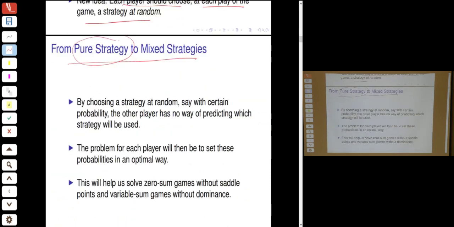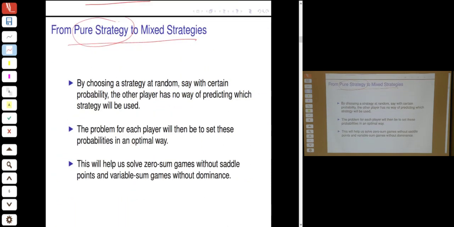But now, in the setting of pure strategies, we already saw quite a bit of discussion about how to work out the best possible choice of strategy, right. So it brought us to the concept of Nash equilibrium, it brought us to the concept of saddle points and so on.